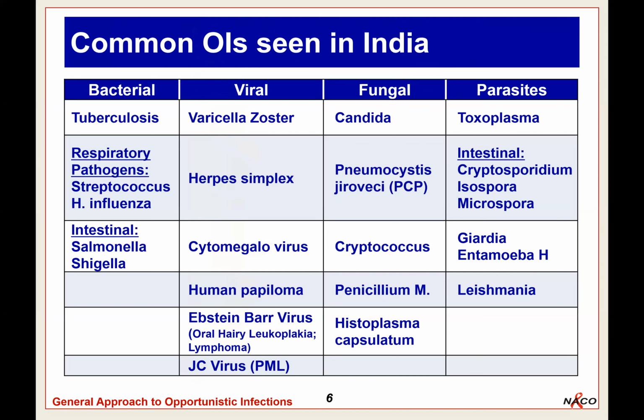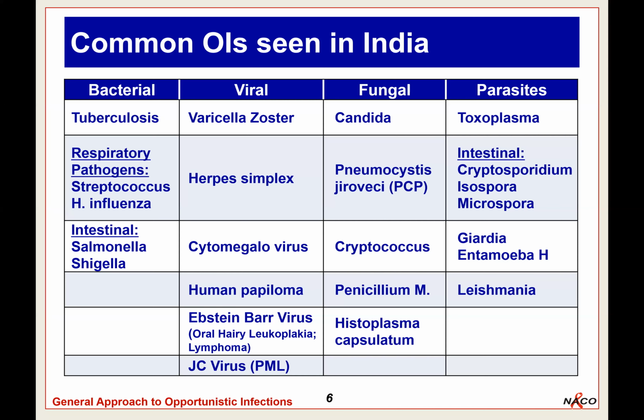So these are some examples of common OIs which are seen in India. This is not an exhaustive list. These are some common OIs, especially in HIV. They can be bacterial, viral, fungal, or parasitic. So respiratory can be any streptococcus infection or influenza or viral pneumonias, and these days again COVID. And not forgetting TB, which is the leading opportunistic infection in PLHIVs. Then viral: CMV, herpes, varicella zoster, and then fungal.